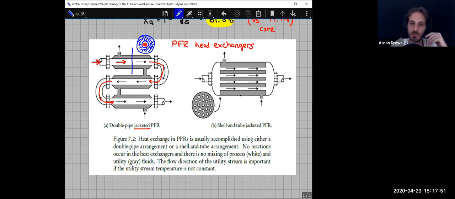The other option, the one that's probably used more often because it has a double use in other industries, so we have some good design rules for it, is what we call a shell and tube jacketed PFR. A shell and tube takes your total flow here, let's say it was a very large arrow, and you split it up into smaller flows and send it through a bunch of tiny tubes.